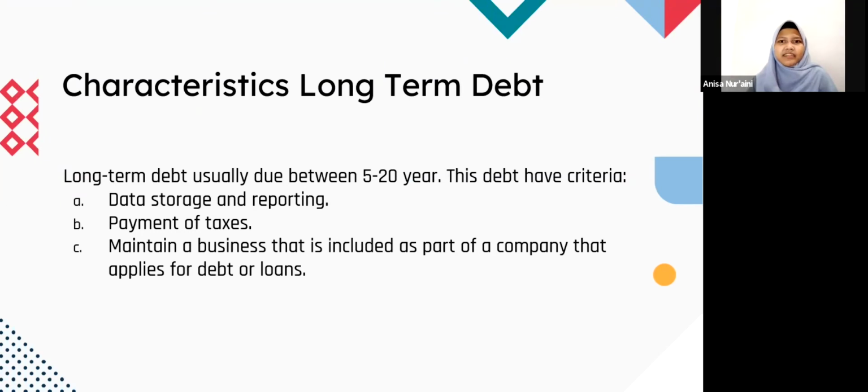Next, the characteristic of long-term debt is that it is usually due between 5 to 20 years. These debts have criteria: first, data storage and reporting; second, payment of taxes and maintaining the business that is included as part of the company that applies for the debt or loans.